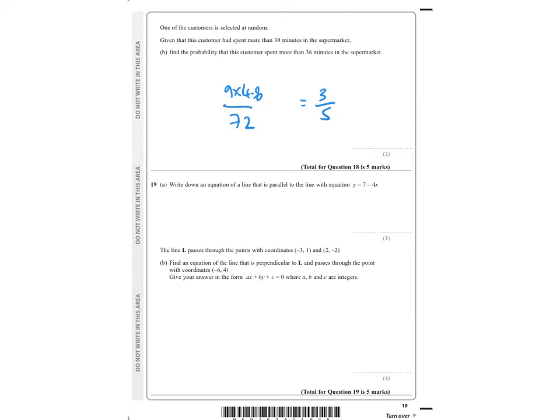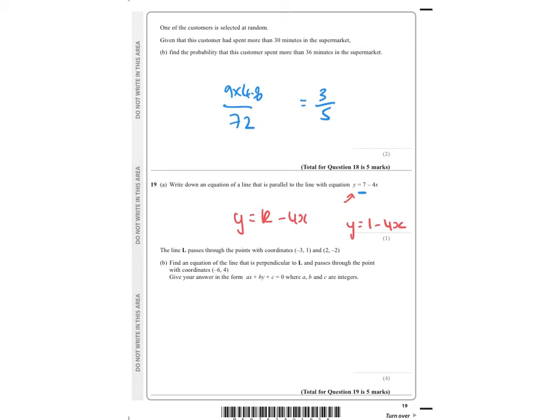Question 19. Write down an equation of a line that is parallel to the line with the equation y equals 7 minus 4x. Now, you could have written, if it's parallel, it has the same gradient. So the minus 4x has to stay the same. But your plus c has to be different. So you could have had y equals k minus 4x. It doesn't matter what that is. I'm just going to use the number 1.